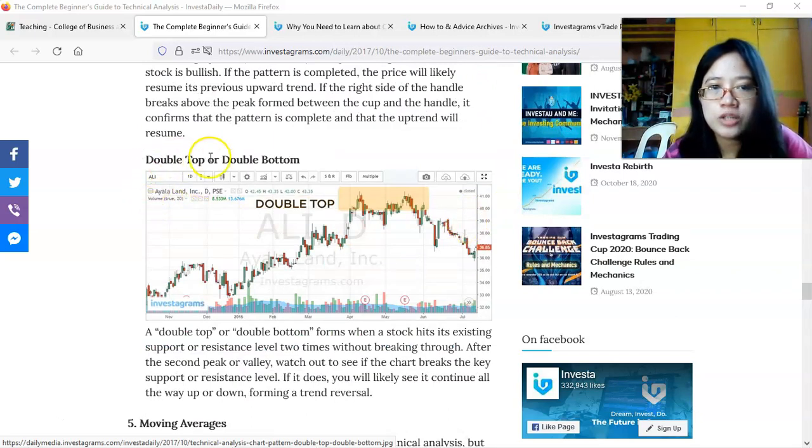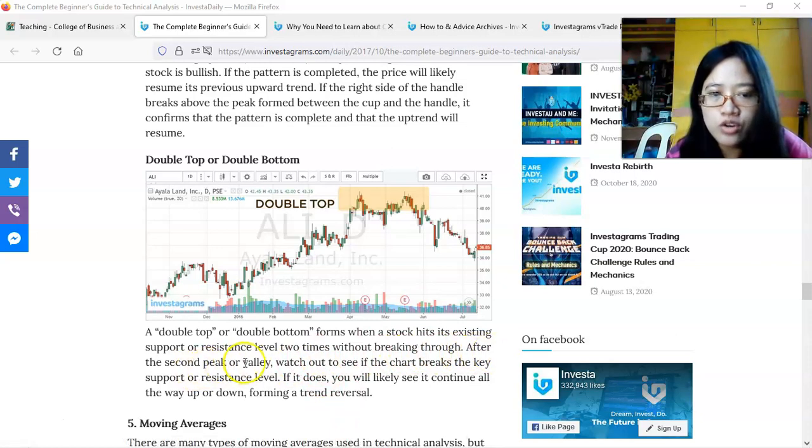Okay, meron tayong tinatawag double top or double bottom. Pag nasa taas, di syempre double top. Kung nasa baba yan dito, edi double bottom. Alright? Anong implication nito? This forms when a stock hits its existing support or resistance level. So, kapag double top, edi na-hit na niya yung resistance. Kapag nasa baba, double bottom. So, na-reach na niya yung kanyang support level 2 times without breaking through.